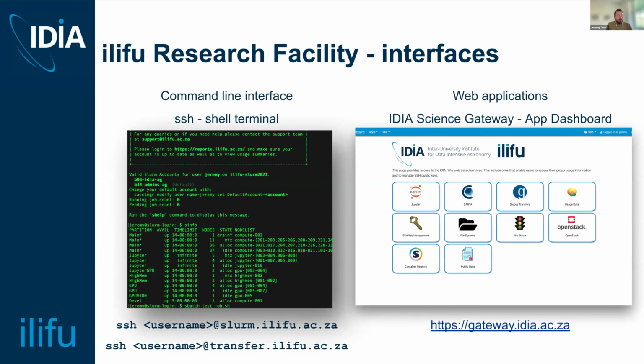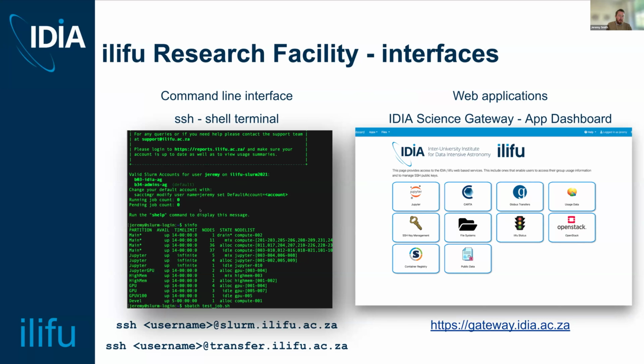The two main methods of interacting with the ilifu services is either via a command line interface using a shell terminal, or through web applications accessed using a browser. If you want to submit jobs to the large pool of resources in the Slurm cluster, you'll want to use the terminal interface. To connect remotely to ilifu via terminal, we use SSH, or secure shell, and authentication is managed using SSH keys, which I'll touch on shortly.